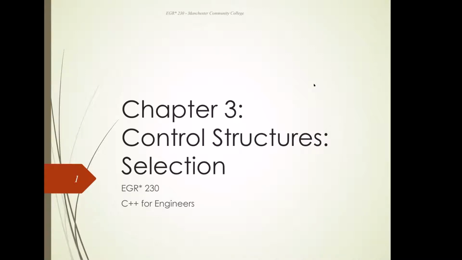I'm going to cover Chapter 3, Control Structures, and the one I'm going to be talking about is selection control structures. A selection control structure is basically the ability of a program to choose a path of execution, or run parts of the program, depending upon the result of some decision.